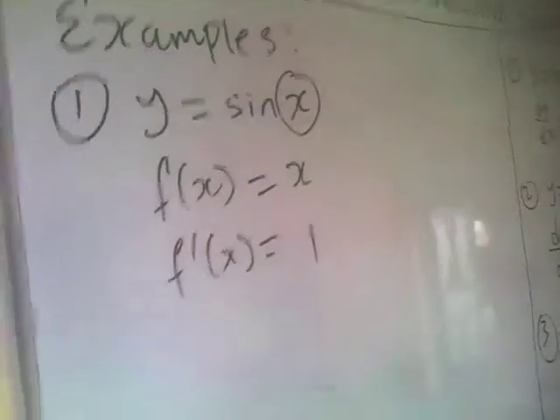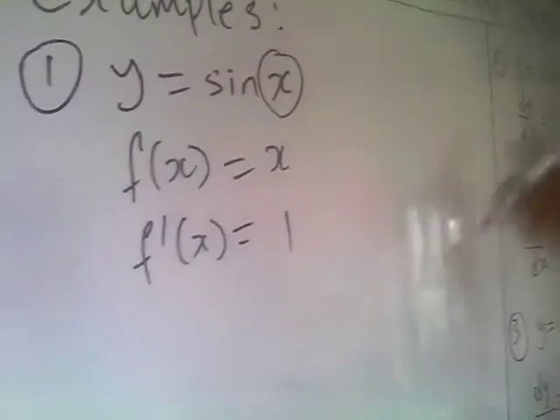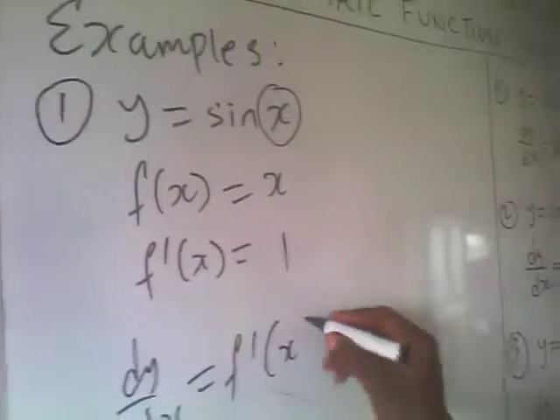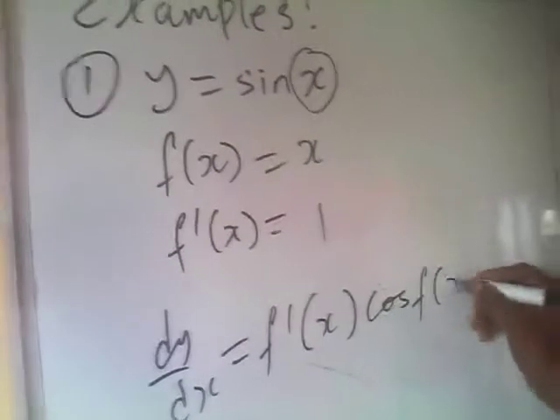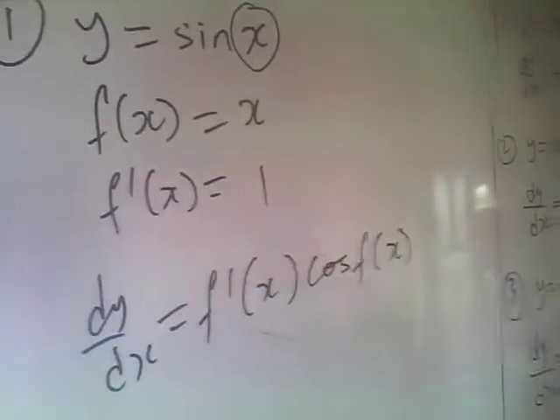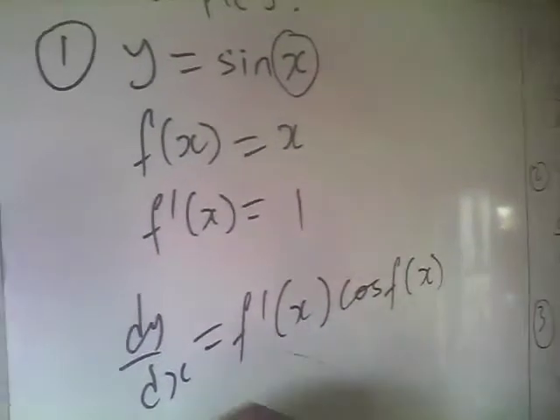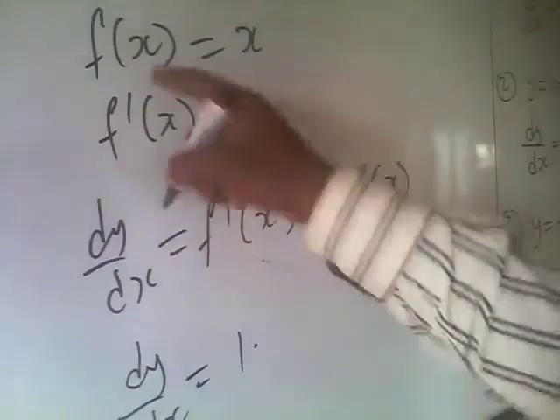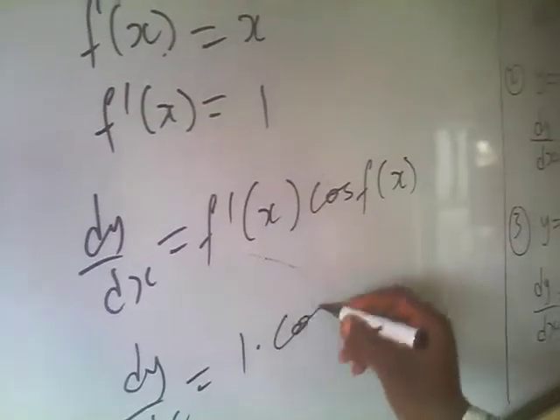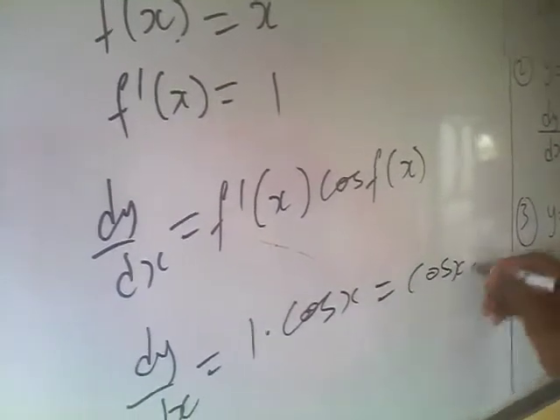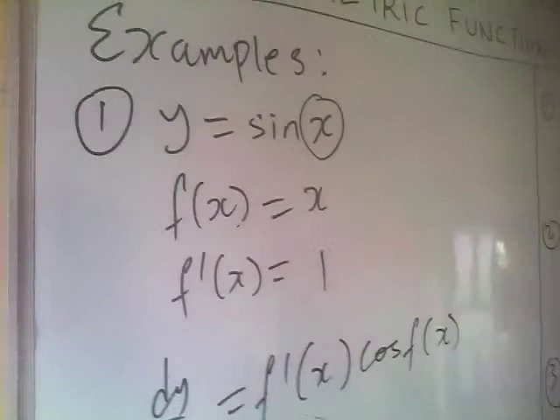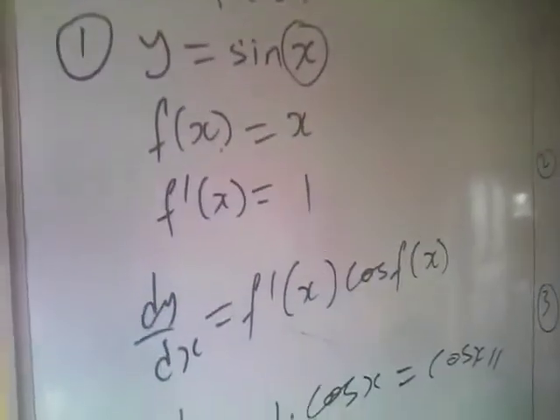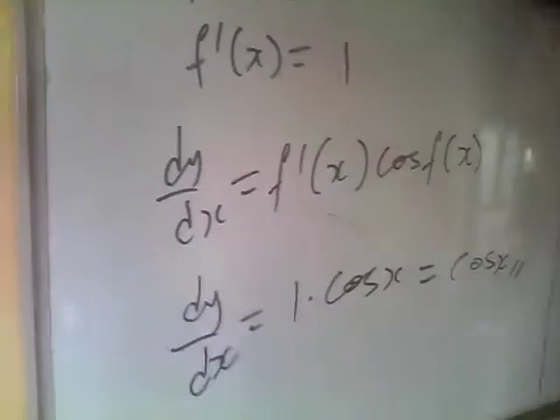That will be 1. Now, introducing this into the formula, dy/dx will equal f prime of x cos f of x. For y equal to sine x, dy/dx will be equal to f prime of x, which is 1, times cos f of x, which is cos x. So that gives us cos x. Whenever we differentiate sine x, we have cos x, but this is the formula to be used. Having said that, let's move on to the cos function.